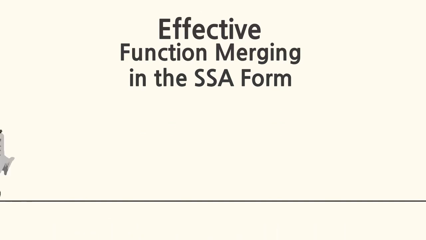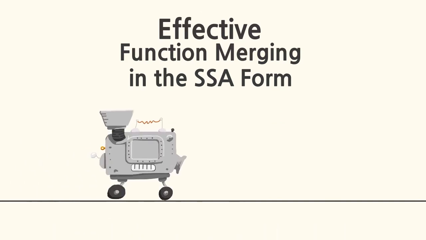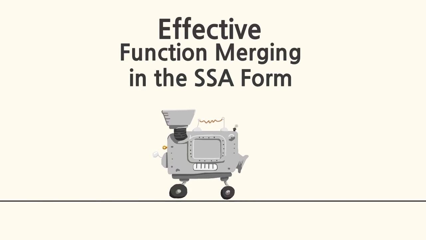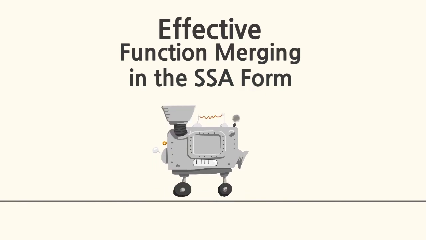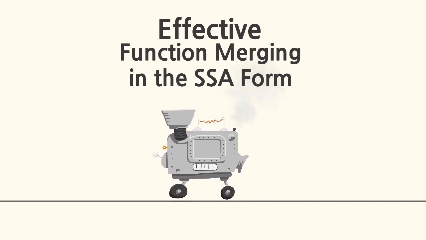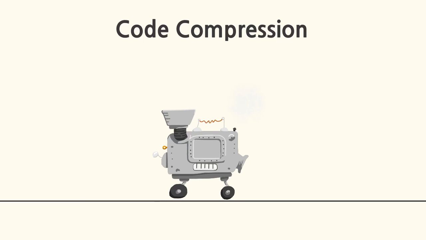a key limitation from our previous work. By handling SSA form, including phi nodes, we eliminate the need to perform register demotion, improving our capability of merging functions. In this work, our focus is on code compression.